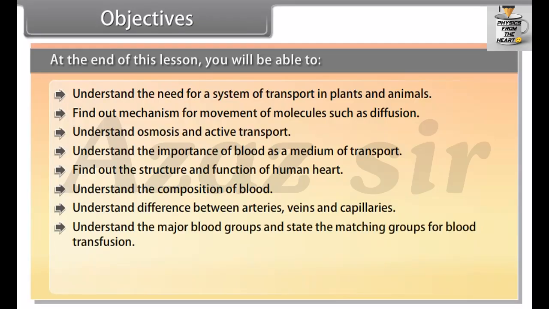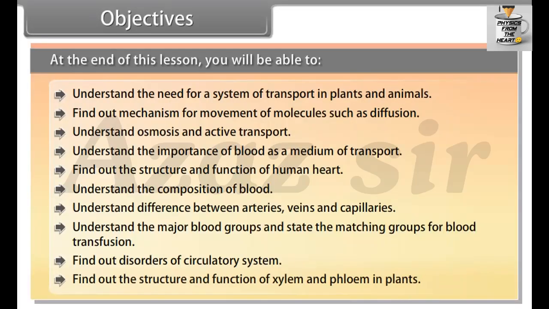Understand the major blood groups and state the matching groups for blood transfusion. Find out disorders of the circulatory system. And find out the structure and function of xylem and phloem in plants.